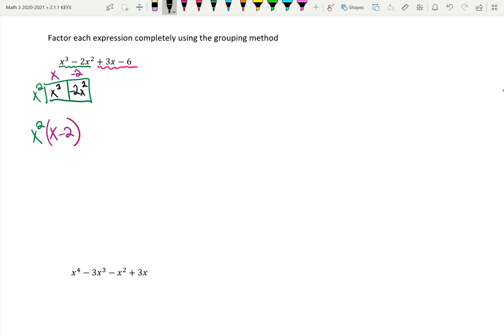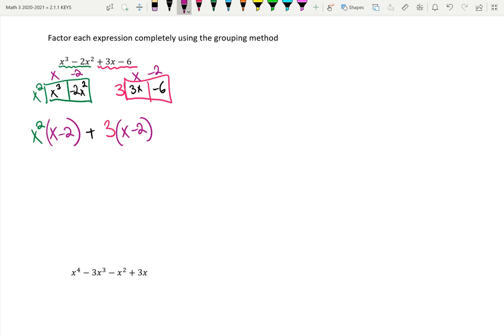Let's go ahead and do the right expression. I look at it and I see a common number of 3, right? Well, 3 times what is 3x? 3 times what is negative 6? I get x and negative 2. Now, this is completely lucky that they're the same. This technique, the grouping method, is hoping to be able to find a common factor between two terms.